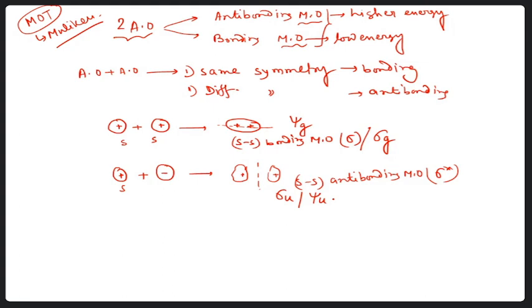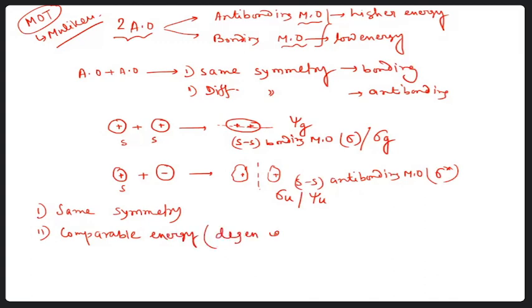So there are a lot of things you have to know about molecular orbital theory. So first, the condition for the formation of MO is that the orbitals should have the same symmetry. That is the first criteria. Second criteria is the combining atomic orbitals must have comparable energy or be degenerate. And third is comparable size. One is never combined with 5S or 5D.